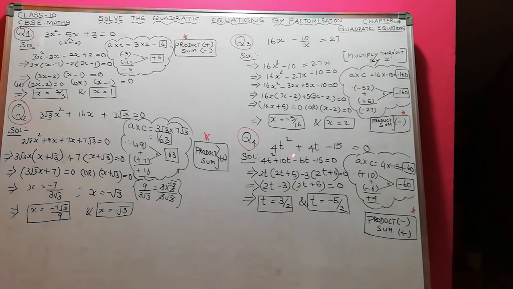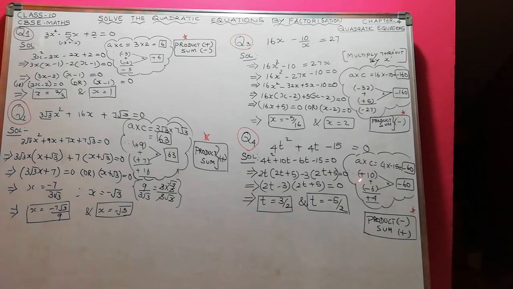Now let us move on to the fourth example, for the type where product is negative and sum is positive. 4t squared plus 4t minus 15 equal to 0. Now you can observe here A is positive 4 and C is minus 15. When you find the product, it gives you minus 60. So the product becomes negative and the middle term is positive 4. That is, the sum of the factors is positive and the product is negative.